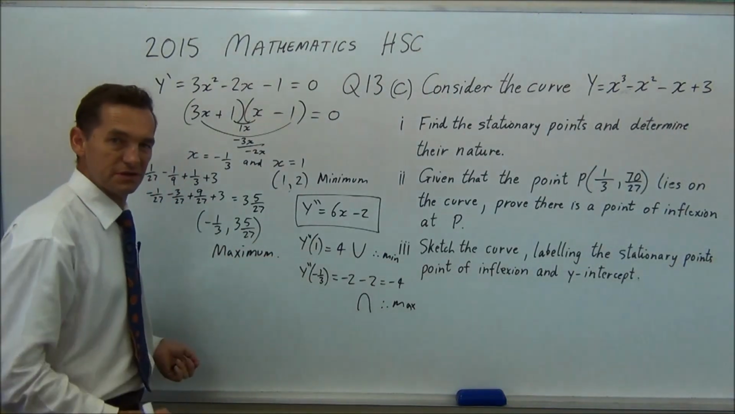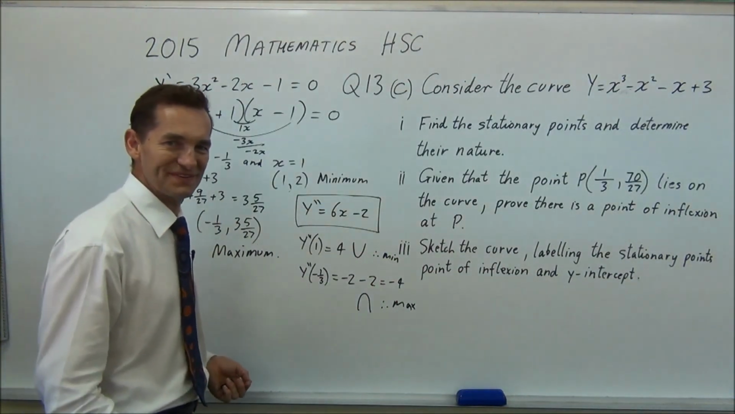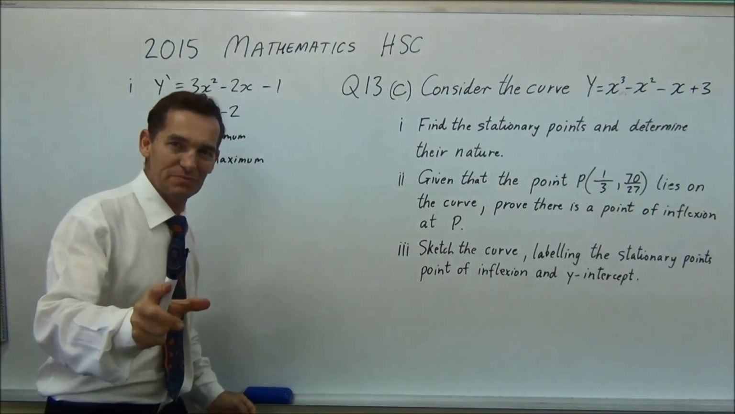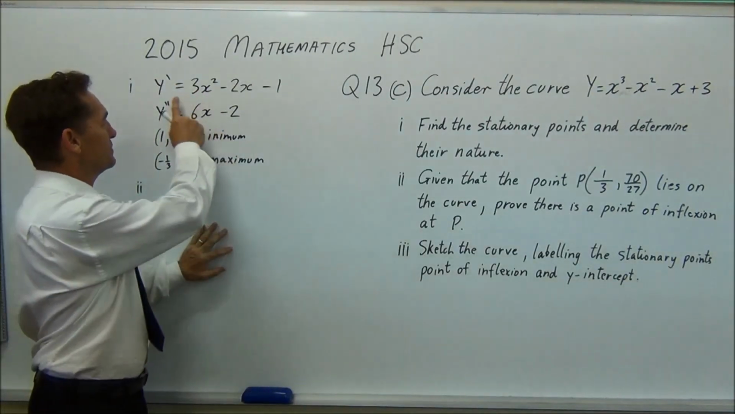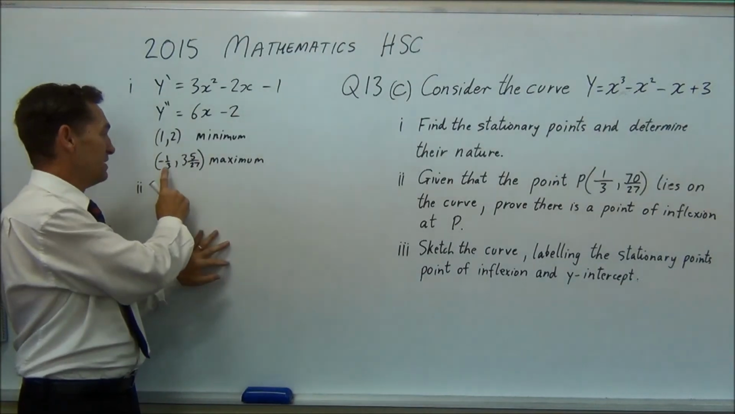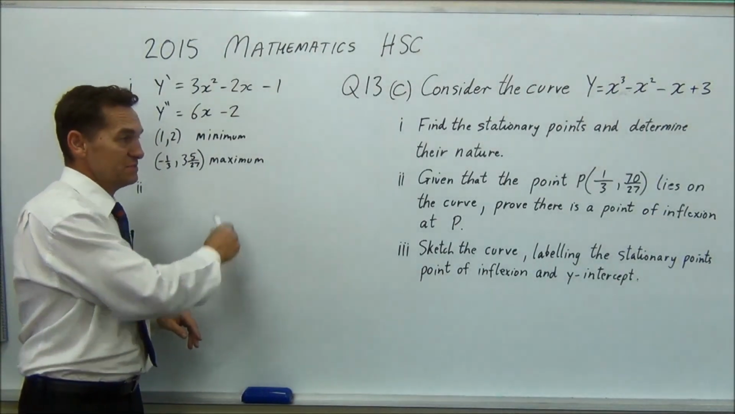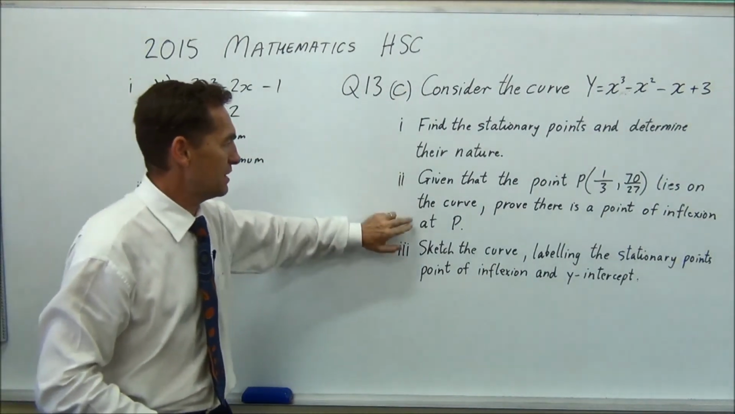And there it is. You've done part 1. I'll rub this out, we'll do part 2. Back again for part 2. So in part 1, what we figured out was that's y dash, that's y double dash, (1, 2) is a minimum, and (minus 1/3, 5 and 27) is a maximum. Okay, so that's what we figured out in part 1.